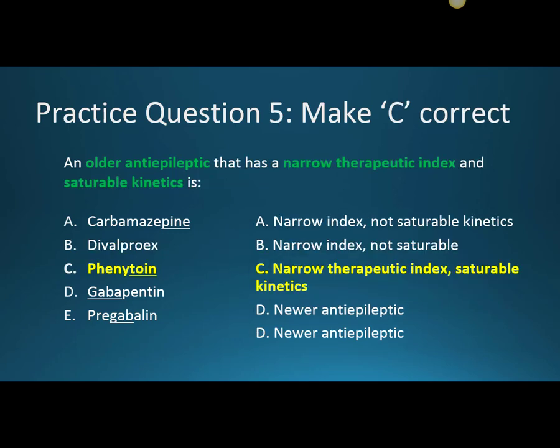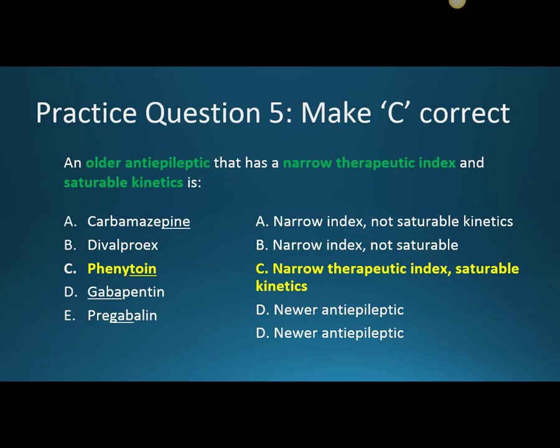Question 5, an older antiepileptic that has a narrow therapeutic index and saturable kinetics is, and the correct answer is C, phenytoin. So carbamazepine and Divalproex both have a narrow therapeutic index, but they don't undergo saturable kinetics. And D and E are incorrect, gabapentin and pregabalin, because they are newer antiepileptics. So narrow therapeutic index just means that small differences in dose can lead to either therapeutic failure or toxicity.